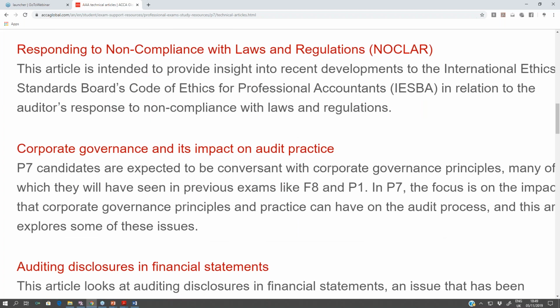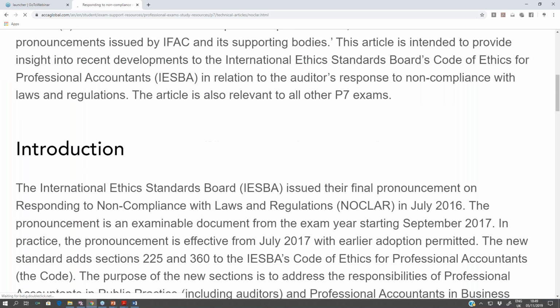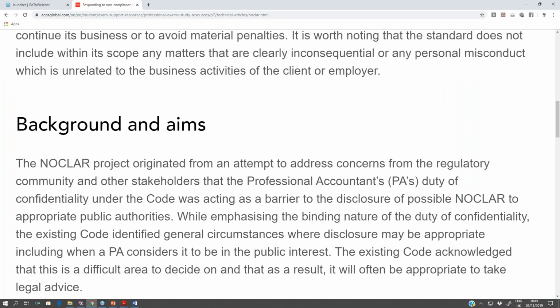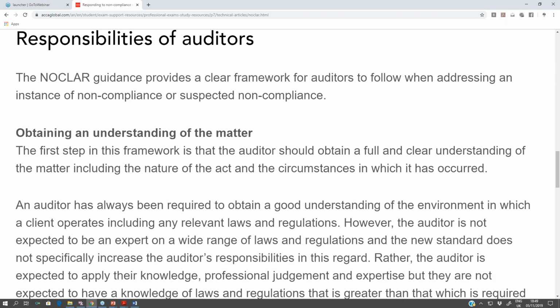And when you go into this article, responding to non-compliance with laws and regulation, the focal point of this article is, see, the focal point of the article is responsibilities of an auditor. Now, if you see an exam question where there is a non-compliance, as an auditor, what is your responsibility? So examiner is more interested to know what is your responsibility as an auditor of this company when you got to know from Len that there has been a non-compliance.